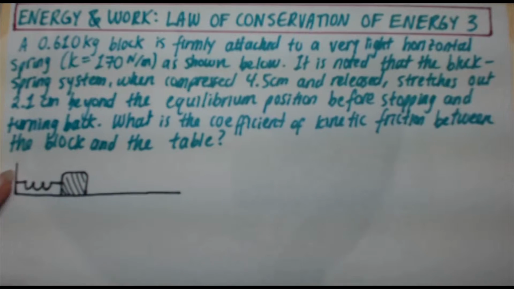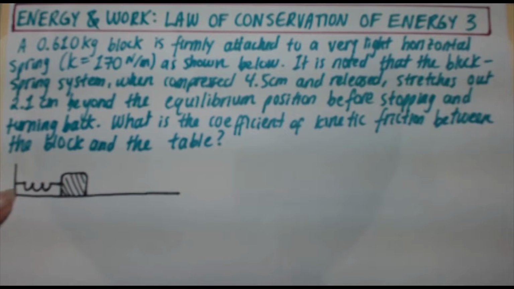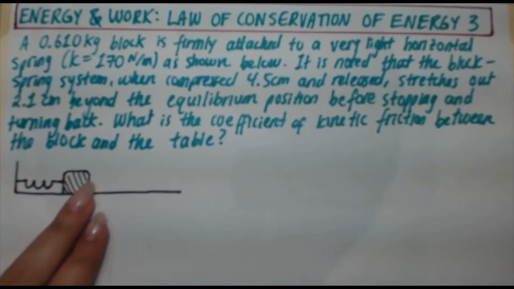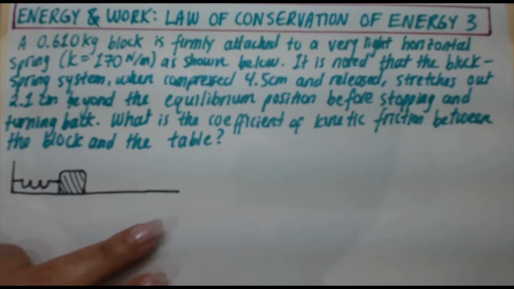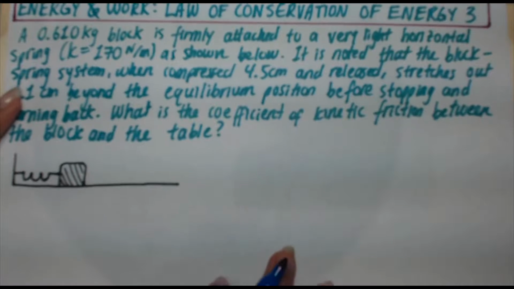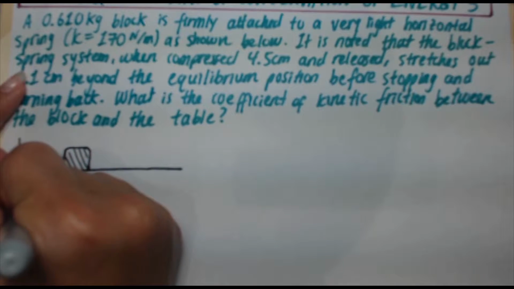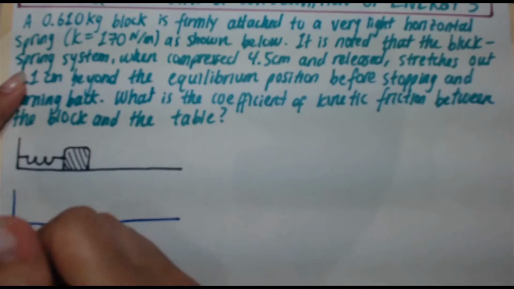Okay, so here's the picture we're given. We're given our table, we've got our block, the spring, and it's attached to the wall. So there are two instances which we're dealing with. The spring is compressed with the block and then it's let go and it extends beyond the equilibrium position. So I'm going to draw myself two more instances so I can compare the positions of the block with the spring.